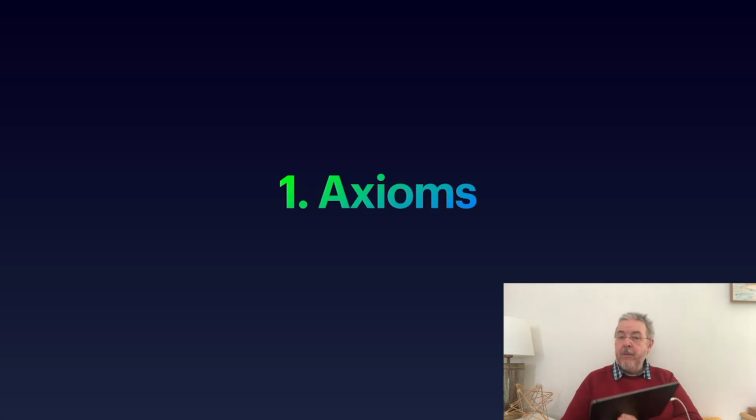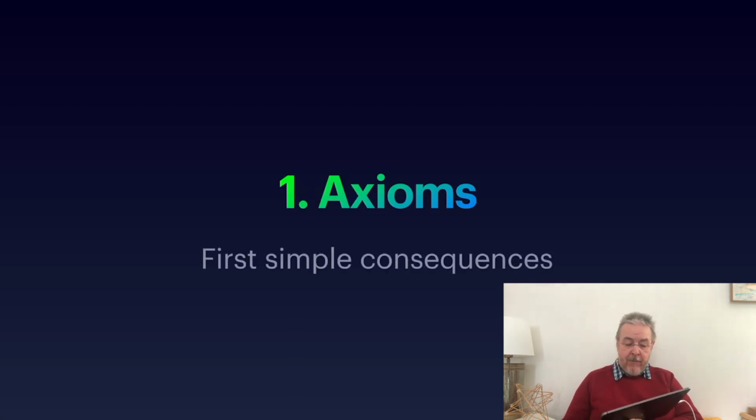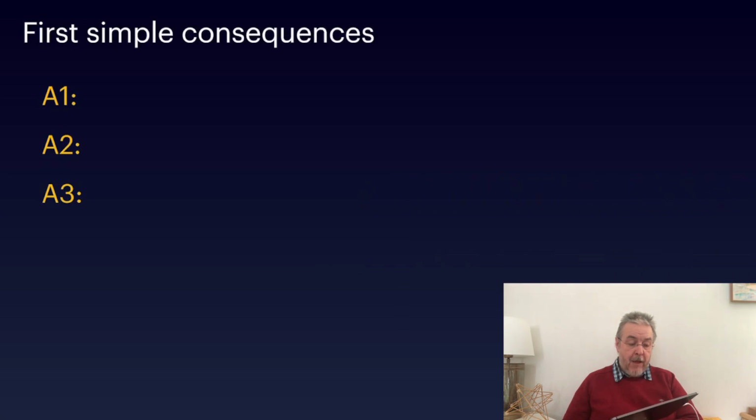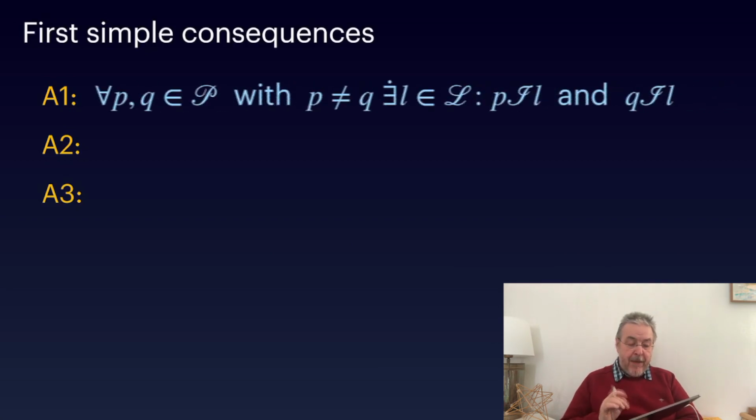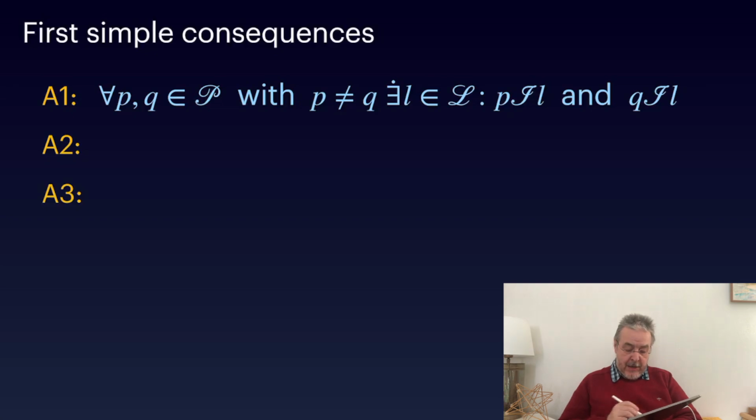So, welcome back to our projective geometry class. We're still in the slot where we care about axioms, and this time we want to draw a few first simple formal consequences out of our axioms. So, let me once more recall the axioms. I wrote them down now in mathematical shorthand.